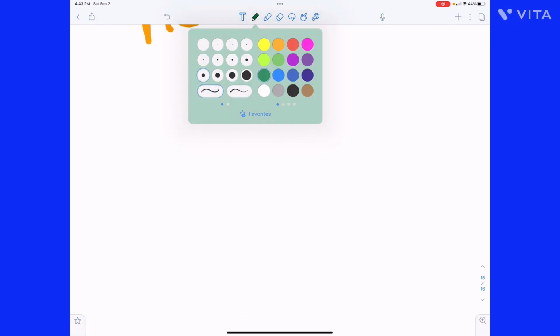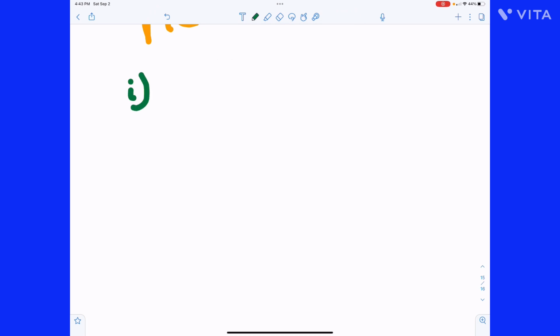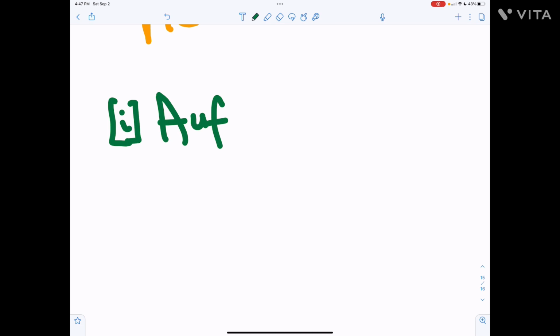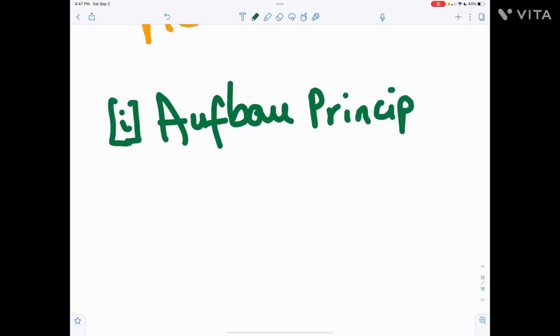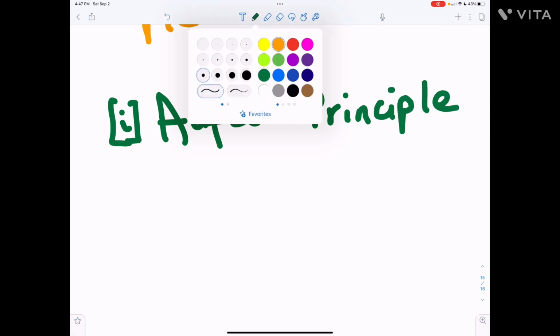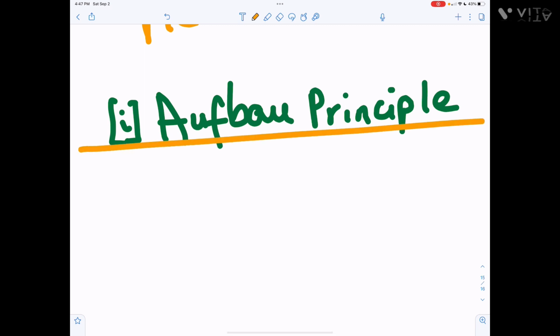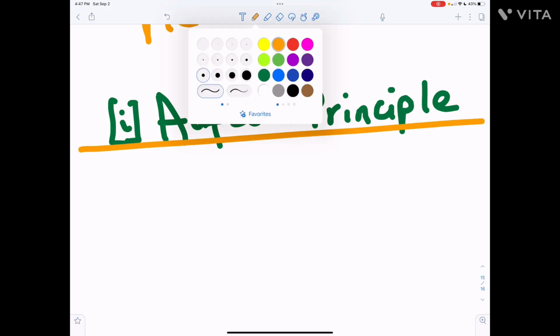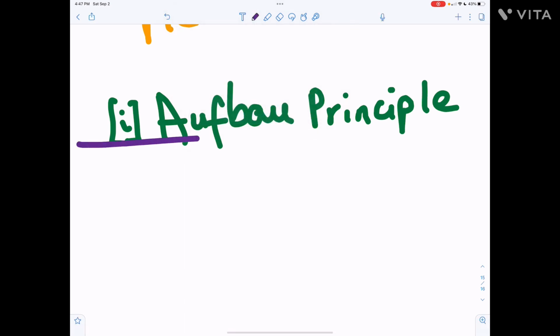Alright, now let's take it one by one. Number one, Aufbau principle. Sorry about the interruption, senior. Now let's continue. Aufbau principle. Among the principles that we use in writing quantum electron configuration, this one is the most important. So make sure you take it very seriously.